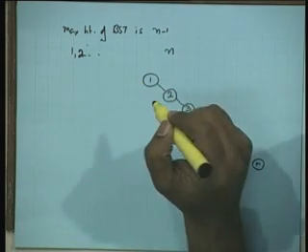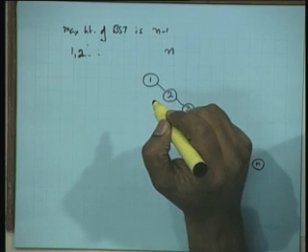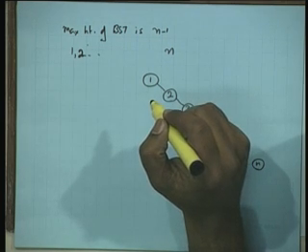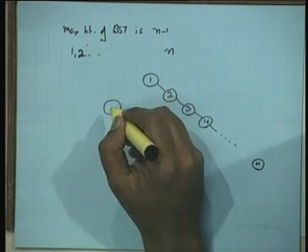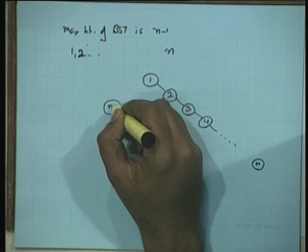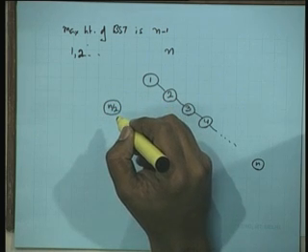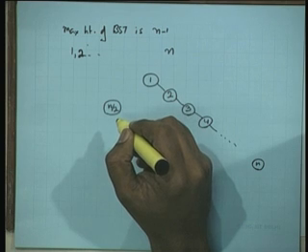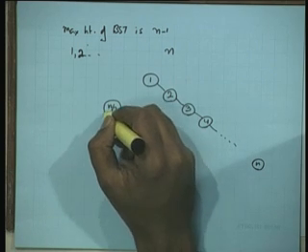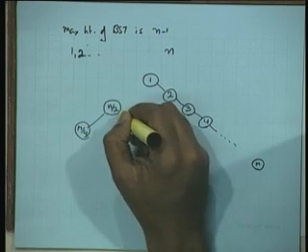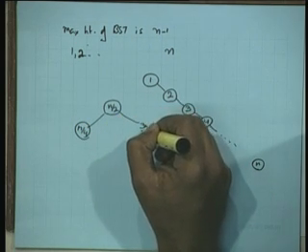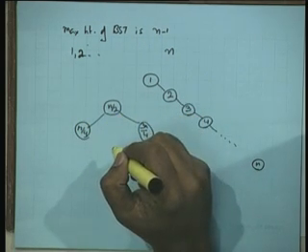So, in which order should I insert so that the tree gets a small height? The first element I should insert is n by 2. Which is the next element I should insert? N by 4, and then 3n by 4. Then I would get something like this.